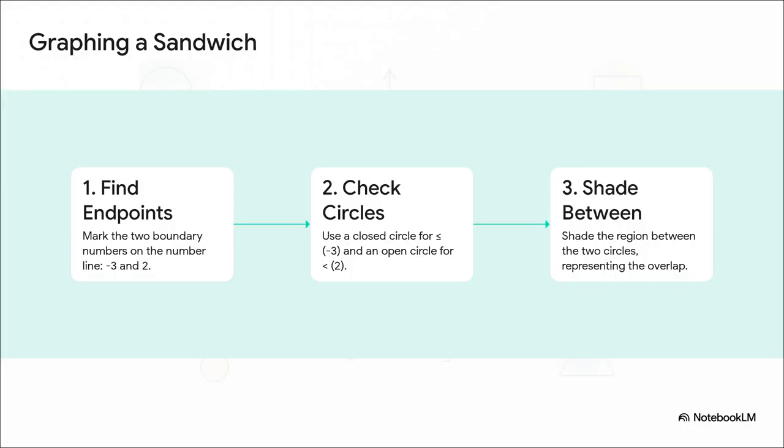Okay, first things first. We mark our endpoints, -3 and 2. Now pay close attention to the circles. At -3, we use a closed, filled-in circle because of that or equal to sign. It means -3 is included. But over at 2, we use an open circle because X has to be strictly less than 2. So finally, we just shade the region between them. That shaded part right there, that's our sandwich. It's the set of all the numbers that make both conditions true.